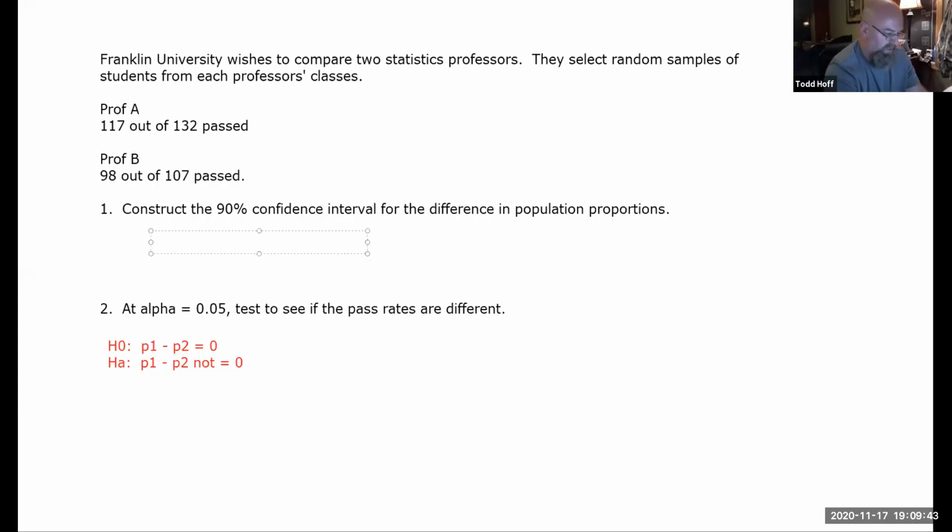Set confidence interval, negative 0.0929 to 0.0338. Now that says something about our upcoming hypothesis test anyway. Well, let's go ahead and do it. Let's do this calculation for our hypothesis test, see what we come up with.